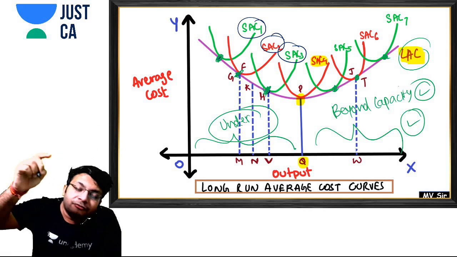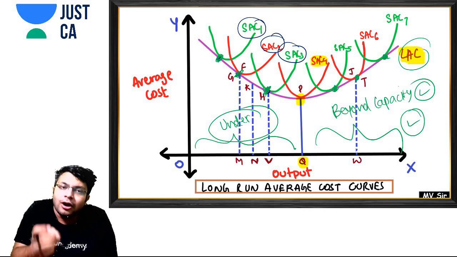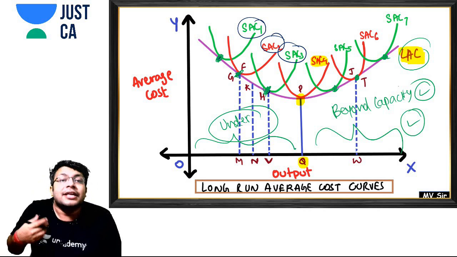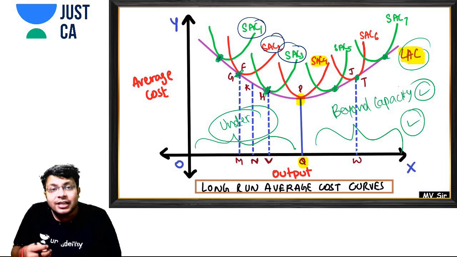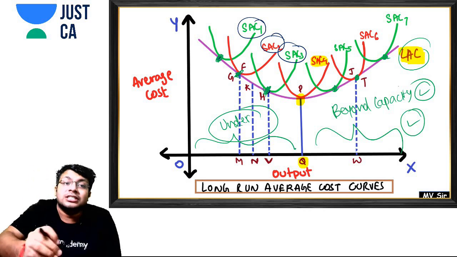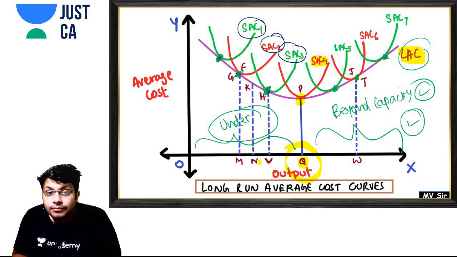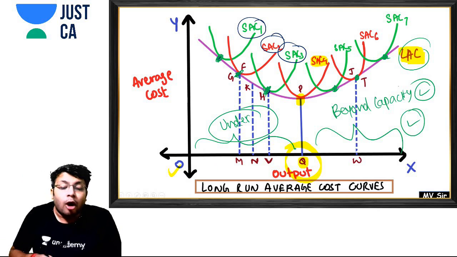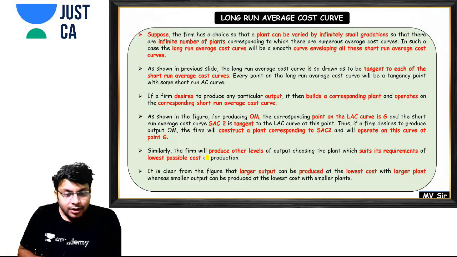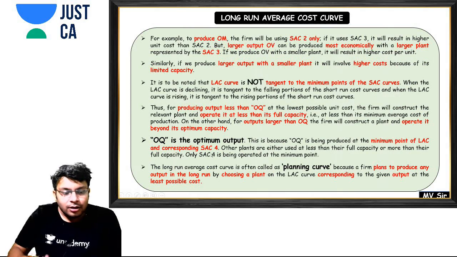So at the minimum point of the long run average cost curve, you get the optimum capacity of your production, the optimum level of output where you should produce, where your cost will be lowest. That is called your optimum output. So over here OQ is the optimum quantity. Have a look, OQ is the optimum output over there.